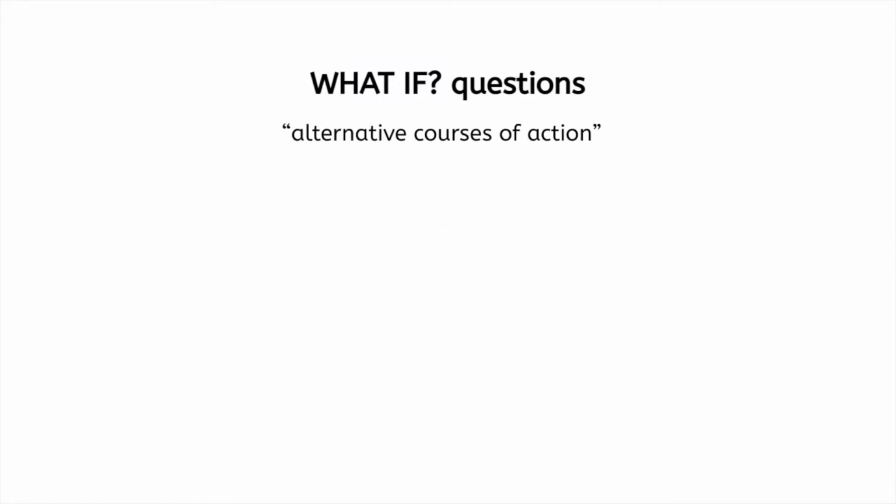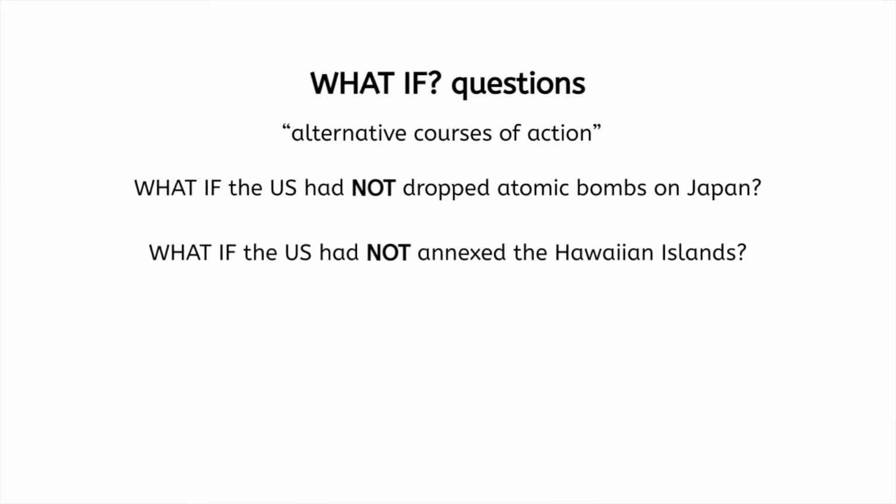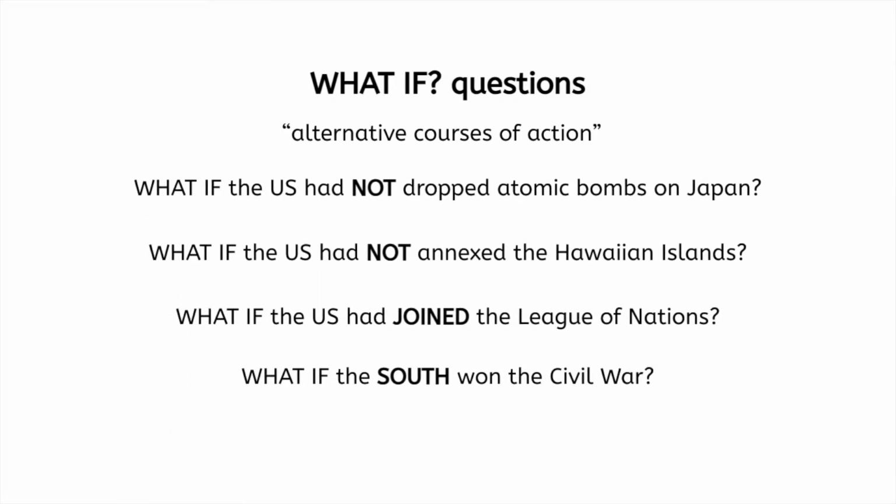In terms of this standard, this is basically the what if questions. So the standard says alternative courses of actions. So this would be things that could potentially have happened if things were different. So, for example, what if the US had not dropped atomic bombs on Japan? What if the US had not annexed the Hawaiian Islands? What if the US had joined the League of Nations at the end of World War I? And what if the South had won the Civil War?